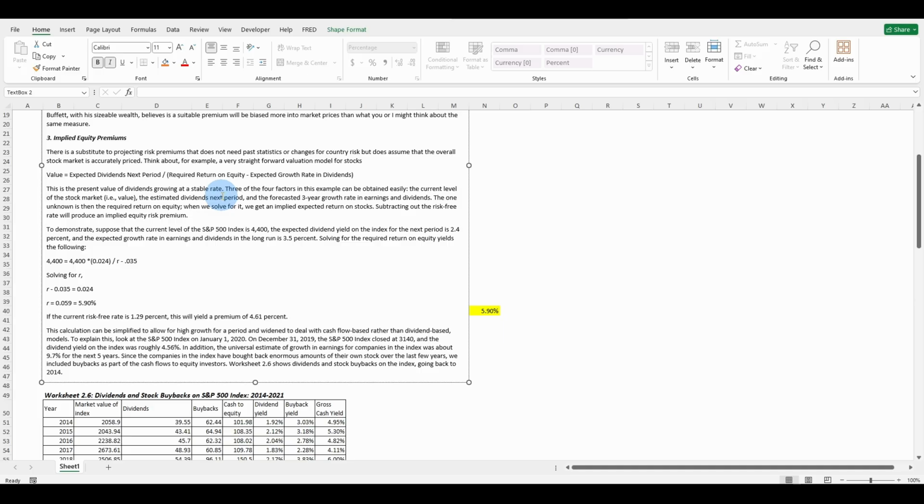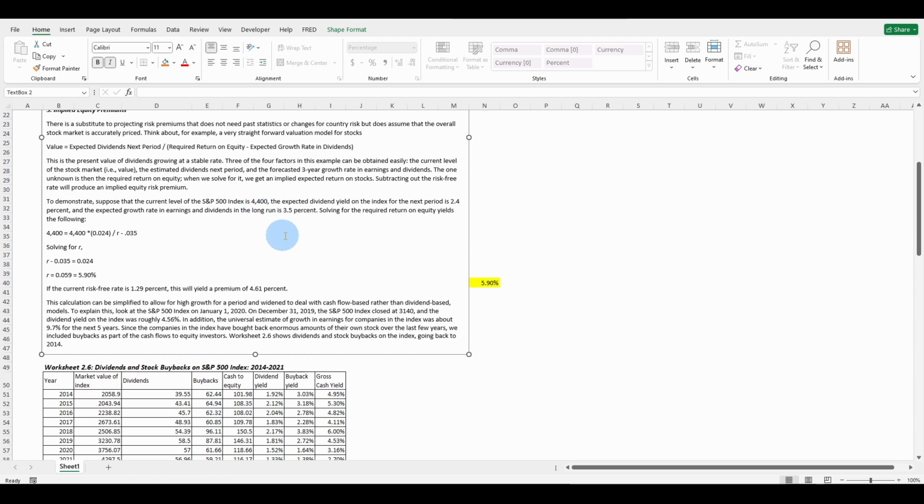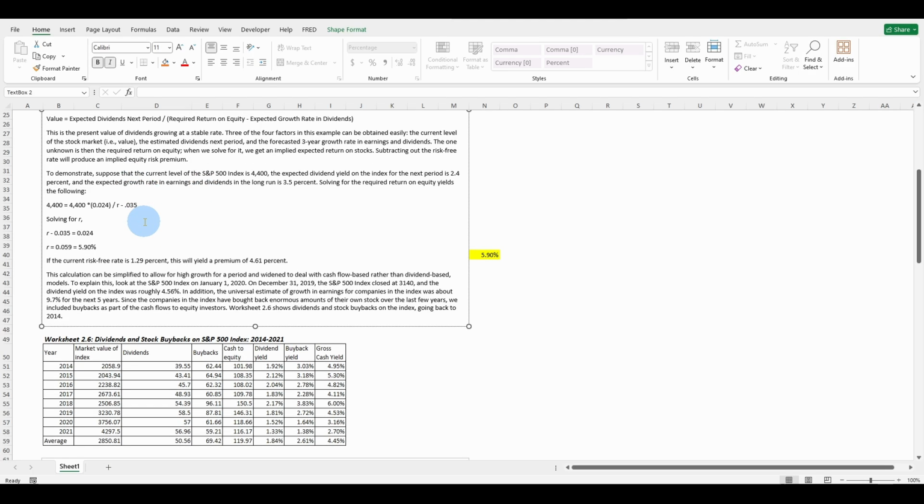Three of the four factors in this example can be obtained easily: the current level of the stock, i.e. the value, the estimated dividends next period, and the forecasted growth rate in earnings and dividends. The one unknown is then the required return on equity. When we solve for it, we get an implied expected return on stocks. Subtracting out the risk-free rate will produce an implied equity risk premium.